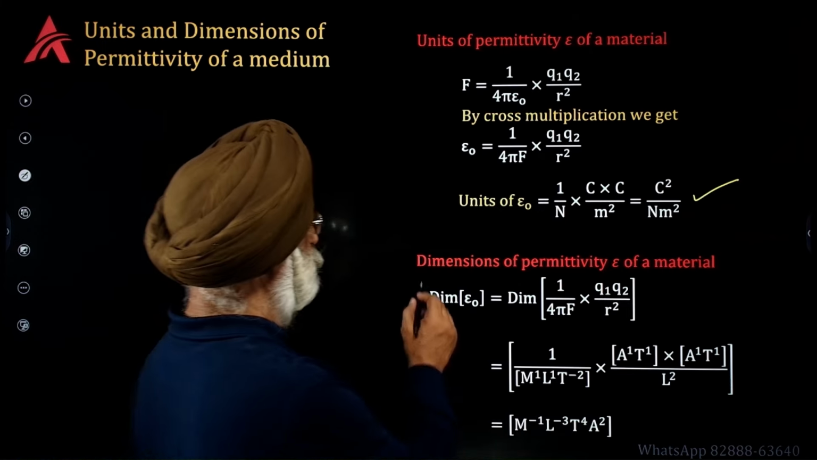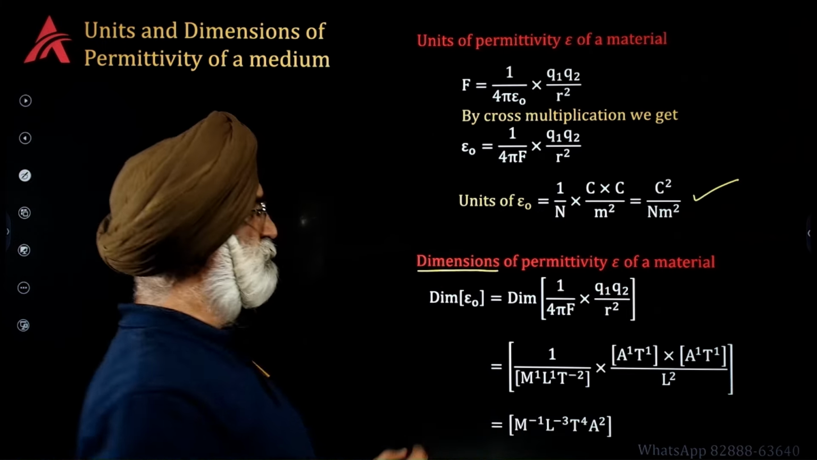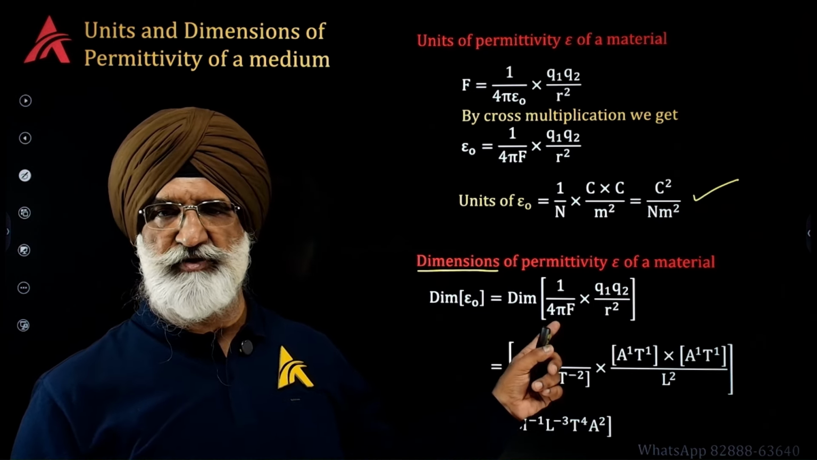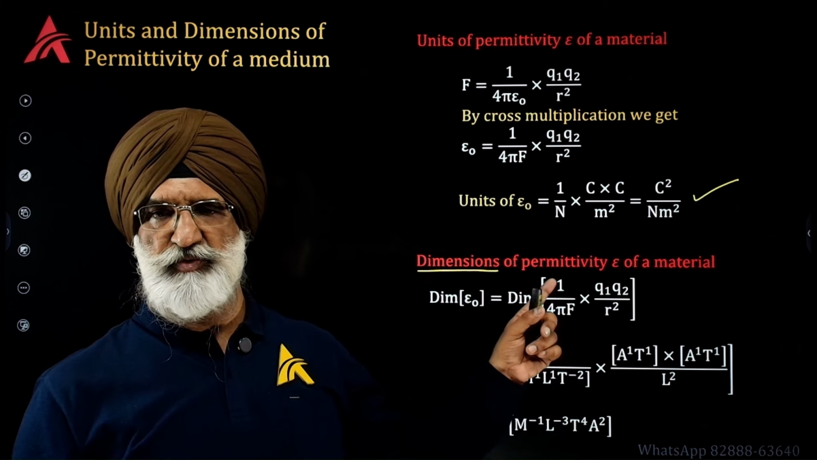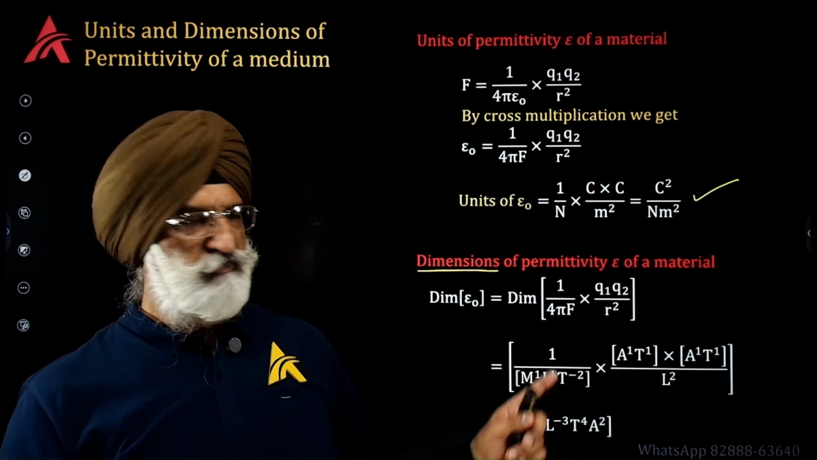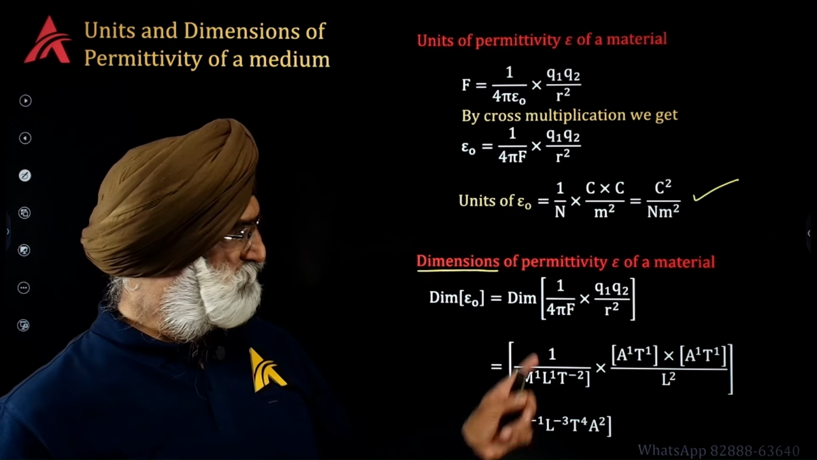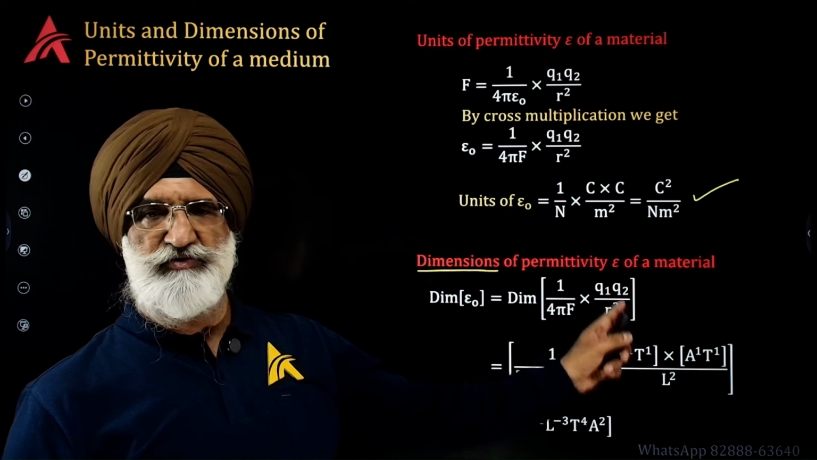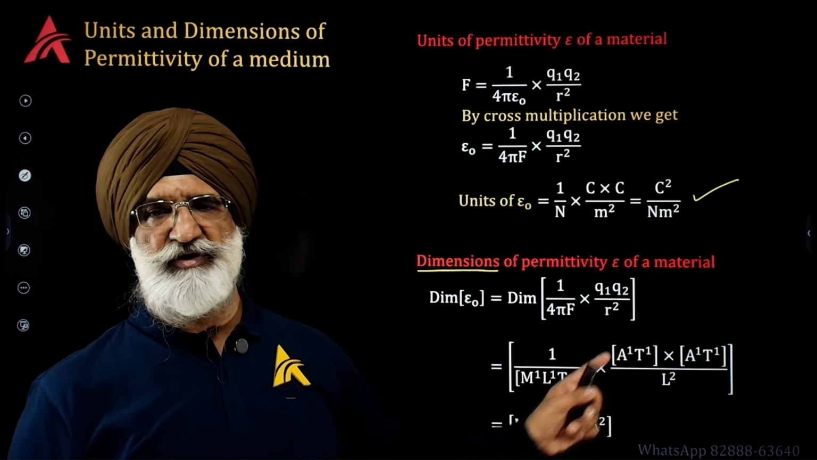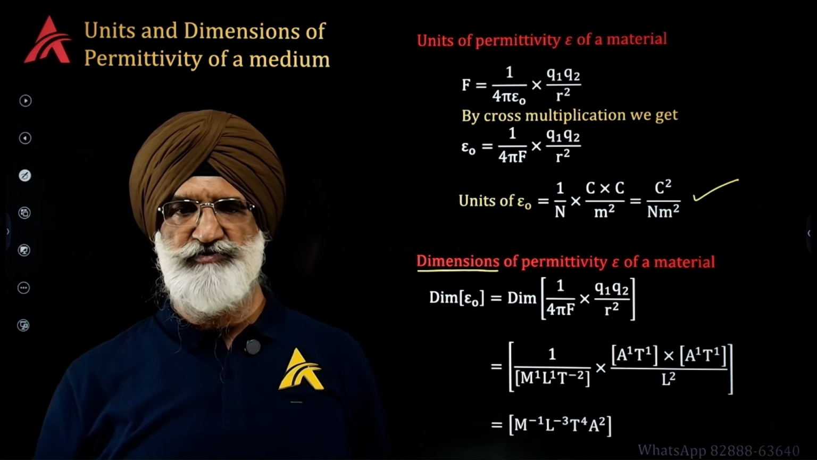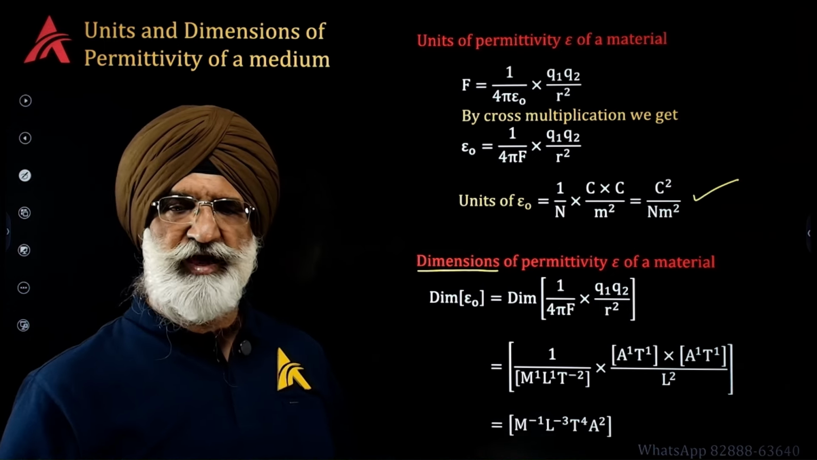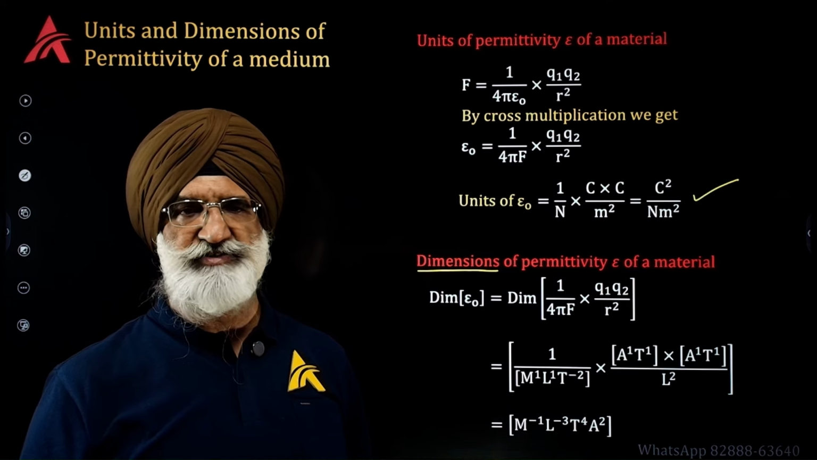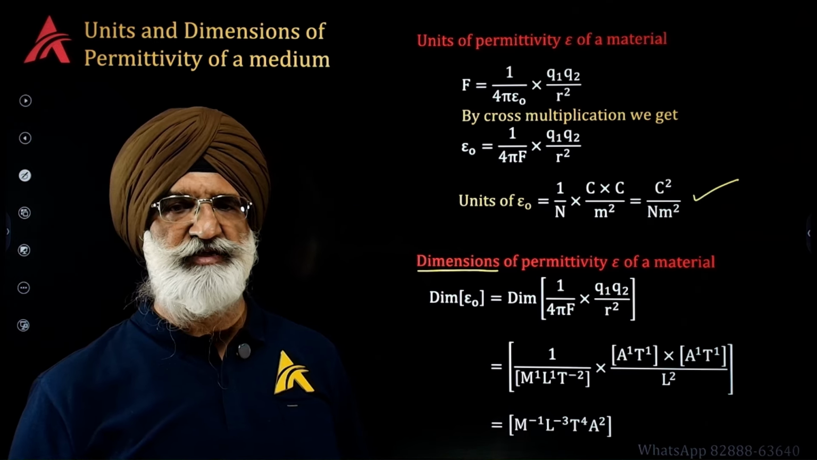Then in order to find out the dimensions, we can use the same formula. Dimensions of permittivity will be dimensions of 1 upon 4 pi F into Q1 into Q2 upon R square. 4 pi has got no dimensions. Force is M1 L1 T minus 2. Charges Q1 and Q2 are both A1 T1, and R square is L square. If you solve it, it will come out to be M to the power of minus 1, L to the power of minus 3, T to the power of 4, A square, which is the dimensional formula for the permittivity of the medium.